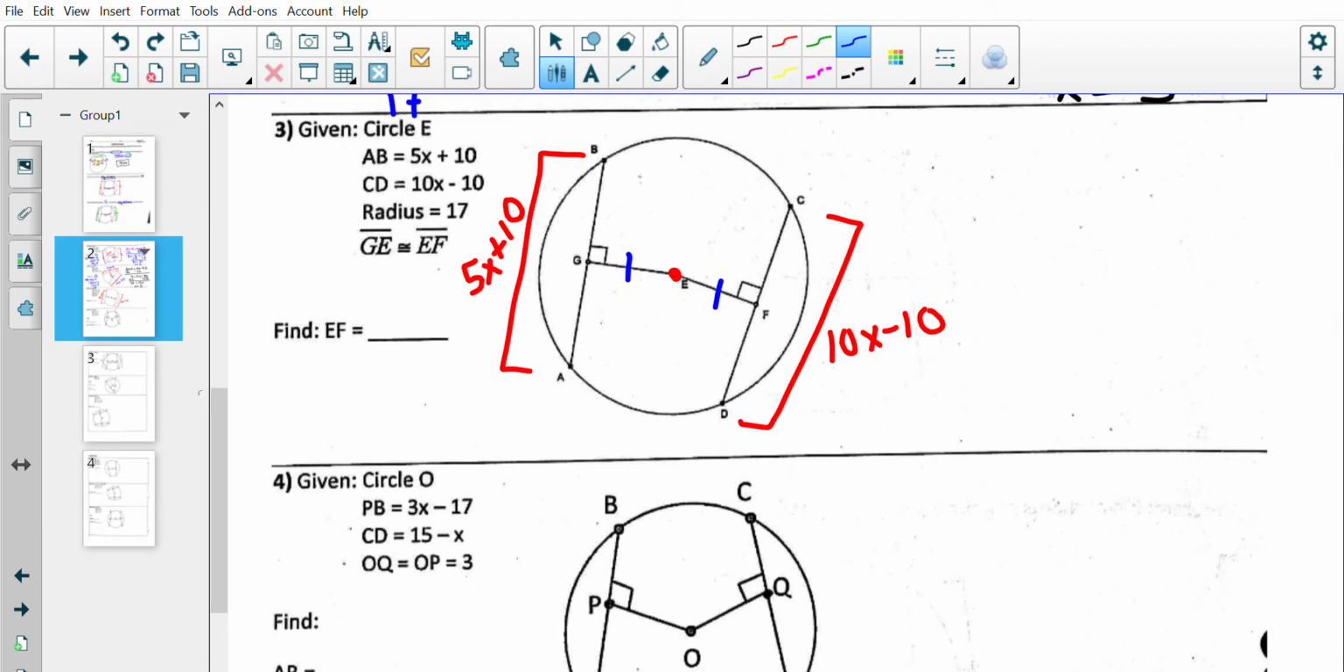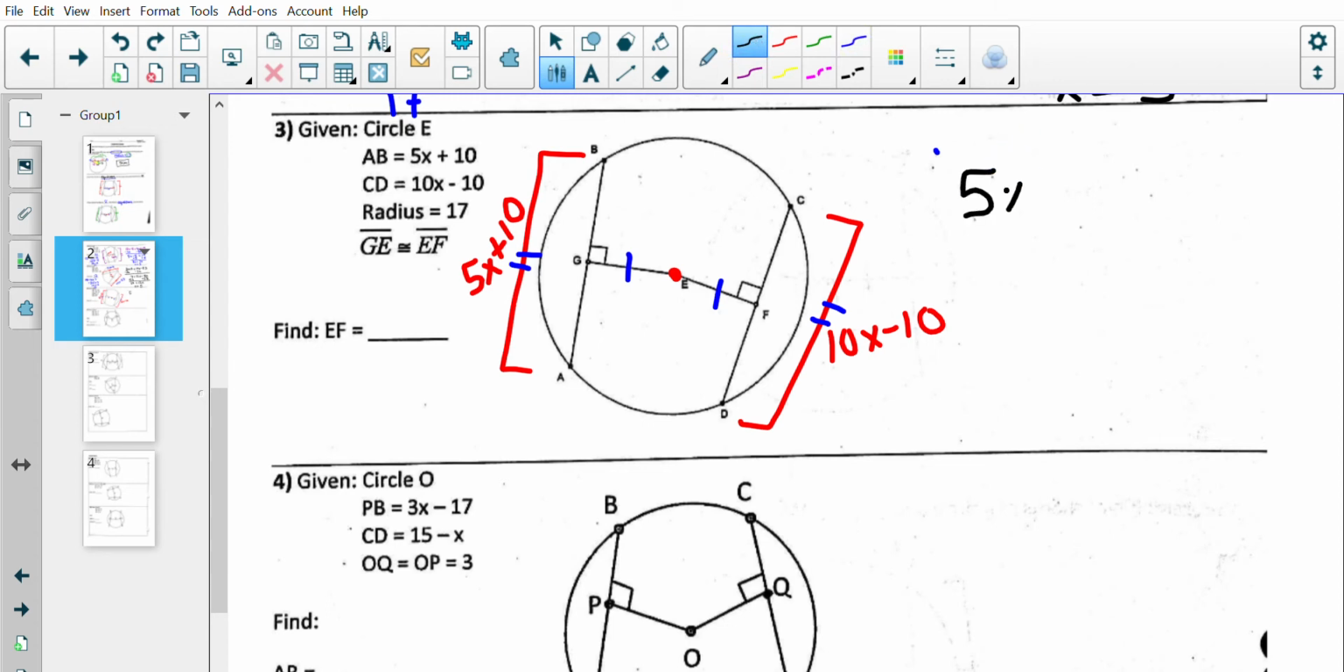Well, if GE is congruent to EF, that means our perpendiculars are congruent. If our perpendiculars are congruent, then our chords are congruent. Now they want us to find EF. The thing is that there's no expression on EF to be able to solve for a variable and substitute back in. So we're going to have to take this a little bit further than we've been doing. Let's start off with what we know. We know the chords have to be congruent, so let's set them equal to each other and go from there.